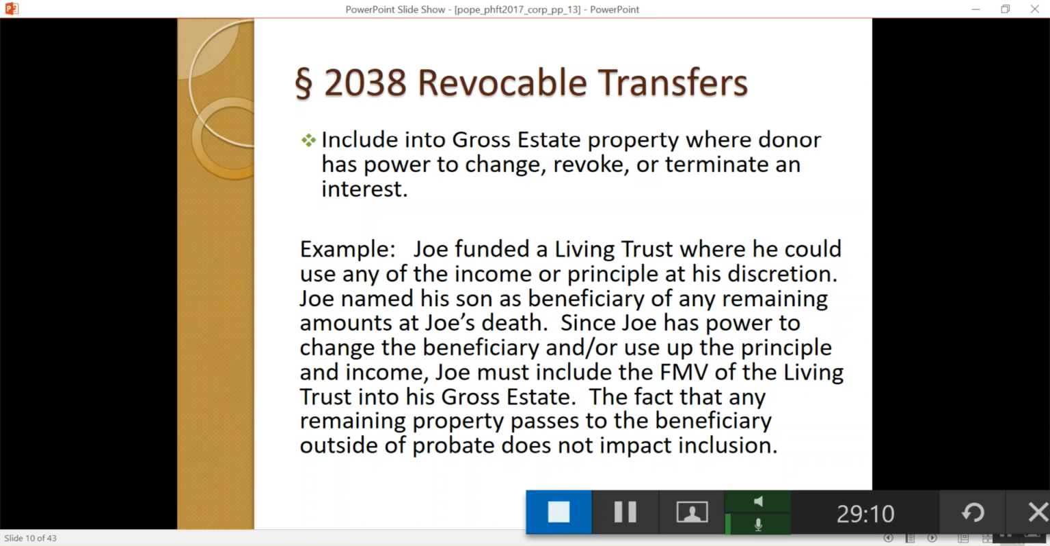And then here's an example of a Section 2038 revocable transfer. Joe funded a living trust where he could use any of the income or principal at his discretion. And then he named his son as beneficiary of any remaining amounts at Joe's death. Since Joe has the power to change the beneficiary and/or use up the principal and income of the trust, Joe has to include the fair market value of the living trust in his gross estate.